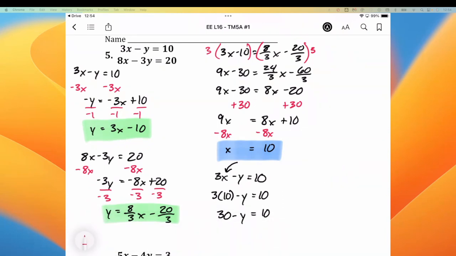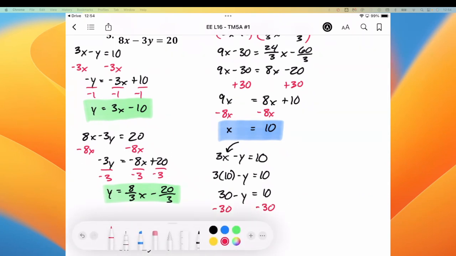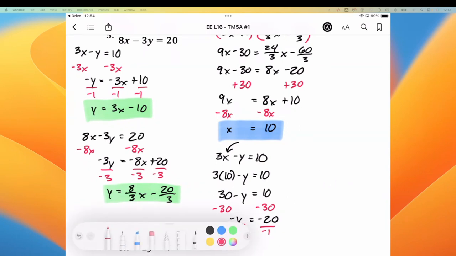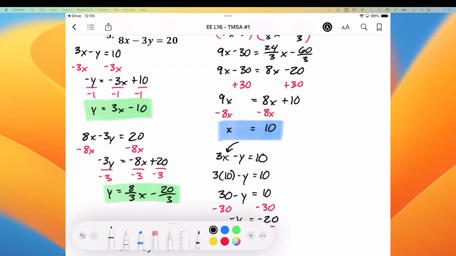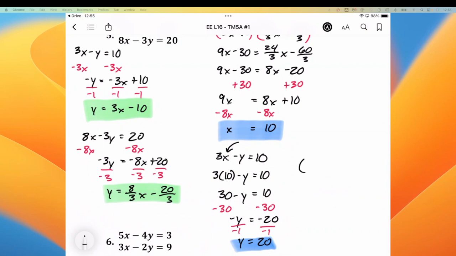We need to subtract 30 from both sides. That gives us negative y is equal to negative 20. We don't want negative y, we want positive y, so we need to divide by negative 1. We get y is equal to 20. So that's our solution for the y value. We got to put those two together. Our x value is 10, our y value is 20. So the solution for this system of equations is 10, 20.